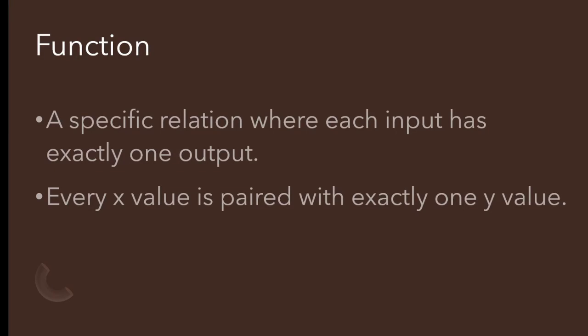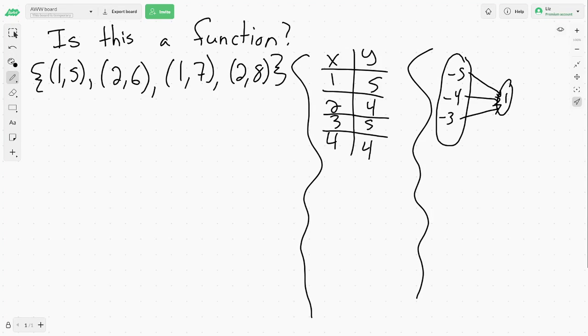Now a function is a specific relation where each input has exactly one output. So each x value is paired with exactly one y value. All right, so let's look at these three relations and find out if they're functions. So the first one, we have the ordered pairs (1, 5), (2, 6), (1, 7), (2, 8). Is this a function? Well, we need to know that each x value is paired with exactly one y value. 1 is paired with 5 and with 7. So we know right away this is not a function.